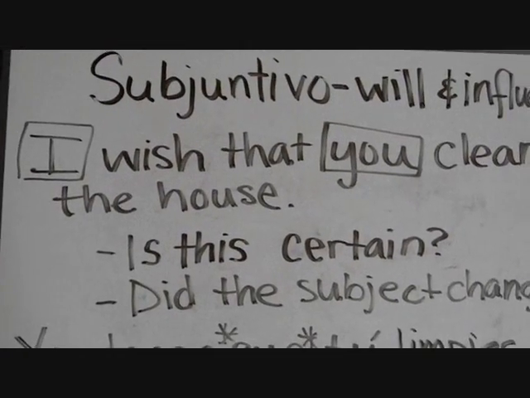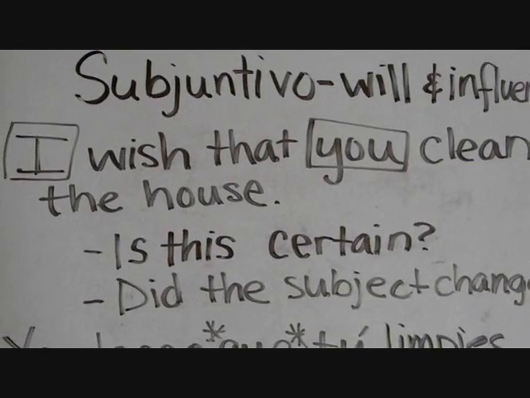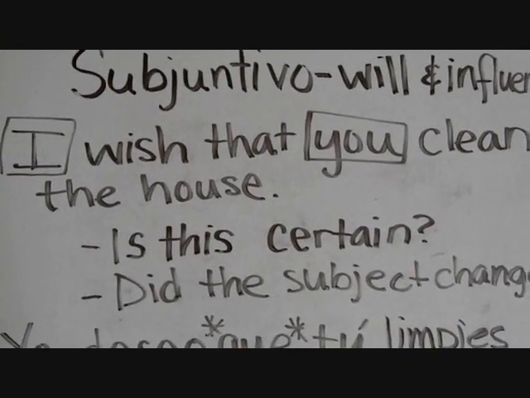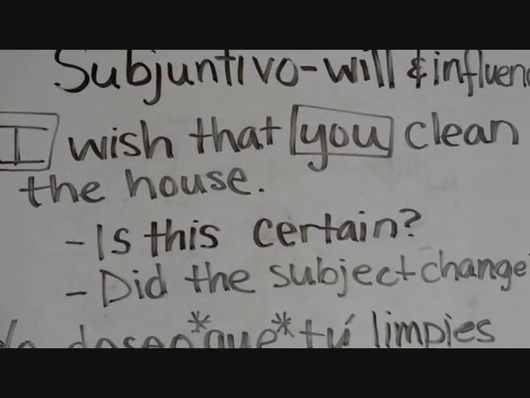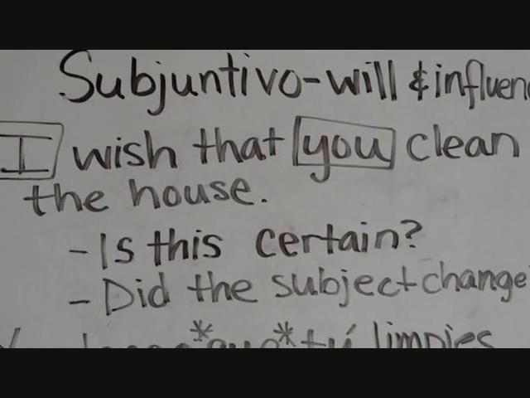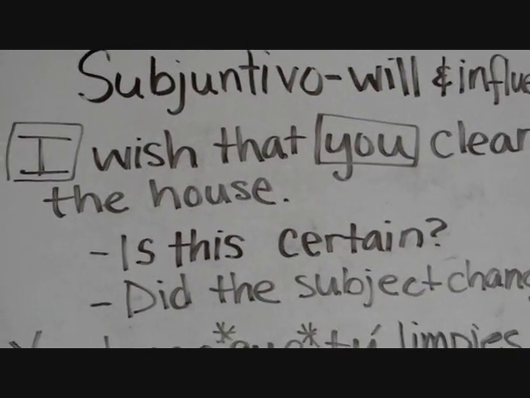So, if we look at my sentence here, I wish that you clean the house. Is this certain? Is it certain that you are going to clean the house? Do I know you are going to clean the house? No, I don't. So that's a key that we're going to use the subjunctive, because it is a wish or a desire that we are expressing that somebody else does.